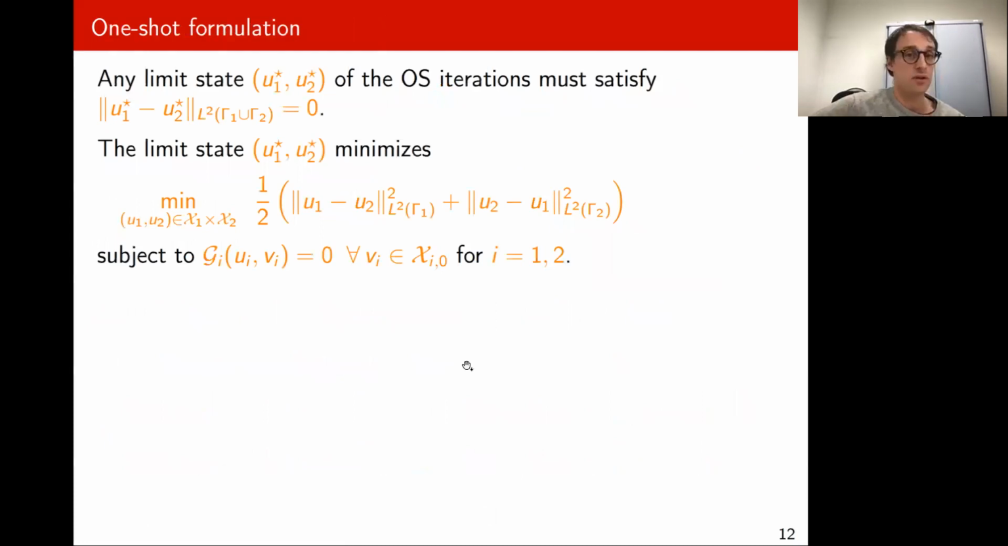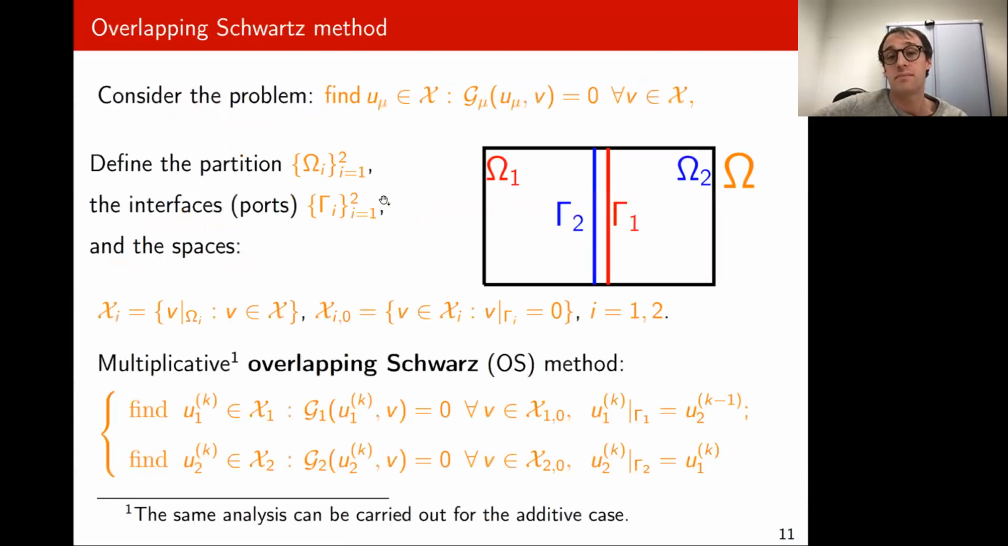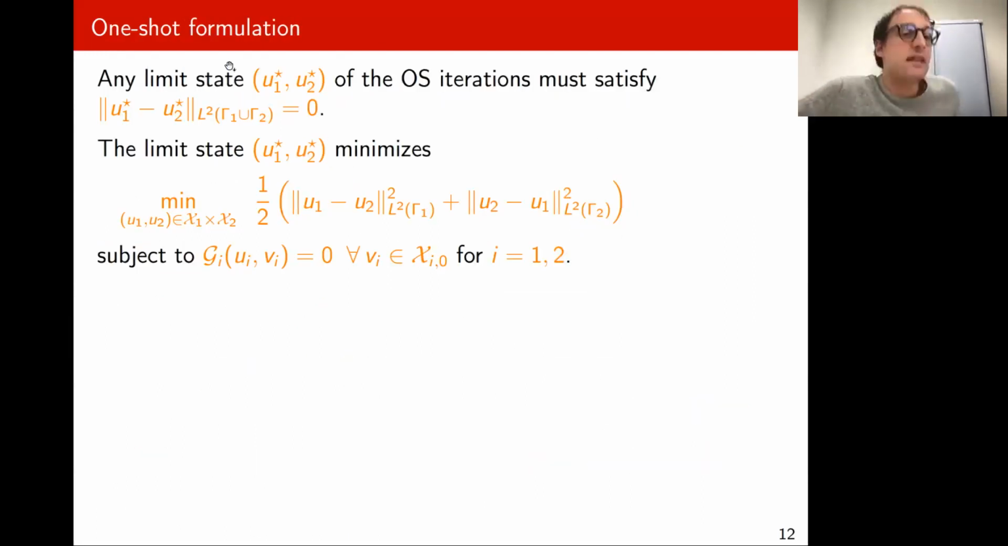So if successful, any limit state of the overlapping Schwarz iterations must satisfy this condition, meaning that U1 star, the solution on the left-hand side, should be equal to the solution on the right-hand side, on these two ports. What that means is that this limit state minimizes this objective function subject to the constraint that the PDE is solved individually in each subdomain.